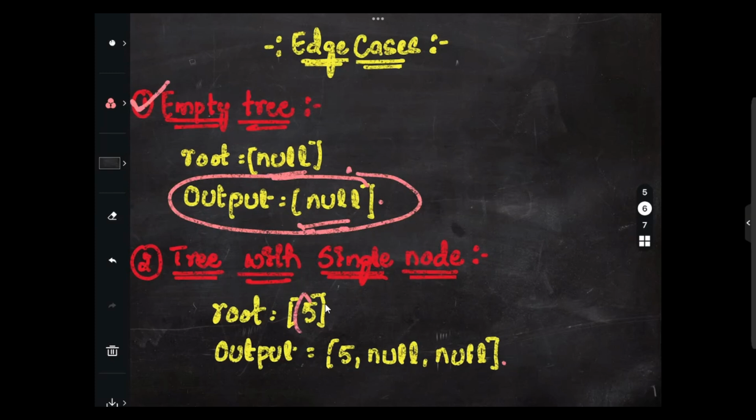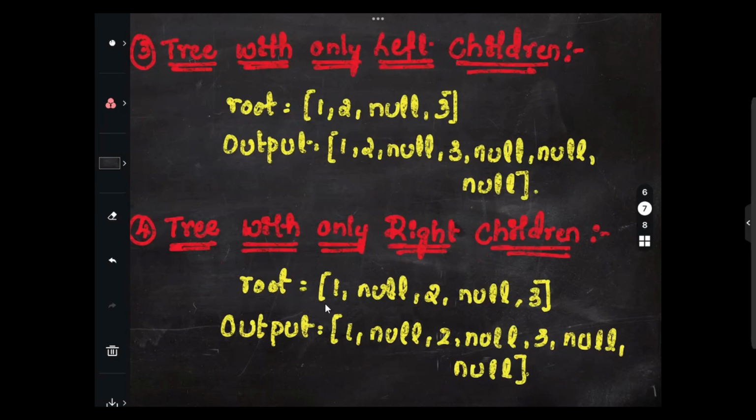So the second one, tree with a single node. We have 5. We are returning 5 null null. So basically, after deserializing, it will be 5 itself. So it will be only 5, right? So this is fine. Let's move on with the third edge case here.